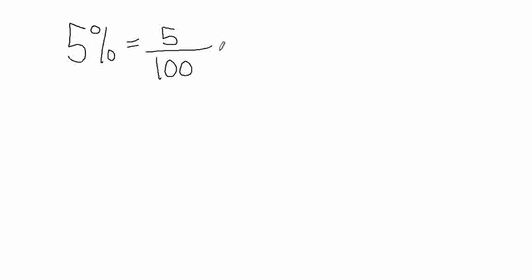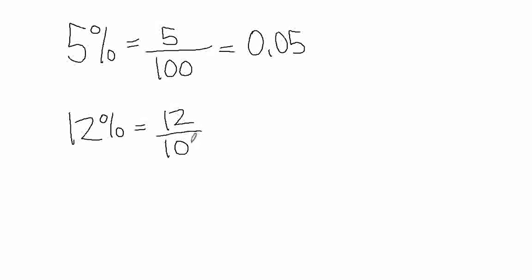Also, you can find the equivalent decimal, 0.05. Notice to find the equivalent decimal, you just move the decimal point 2 hops to the left. So 5 becomes 0.05. Likewise, 12% is equal to 12 over 100. And that's equal to the decimal 0.12 by moving the decimal in 12 2 hops to the left.